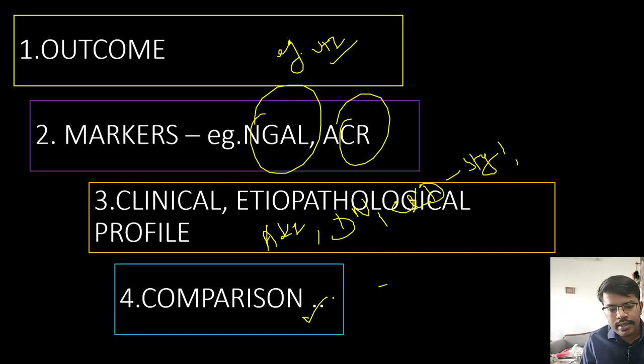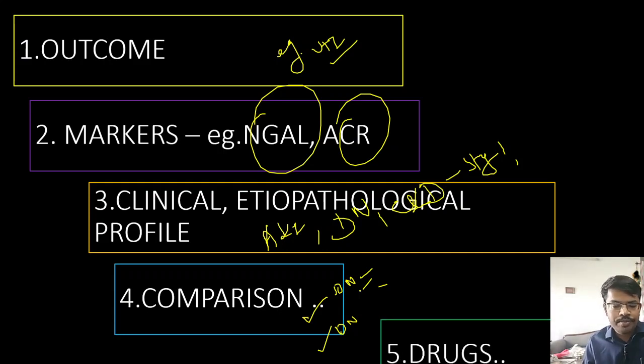Fourth one is the comparison trial. For example, you are comparing a patient of diabetic nephropathy and a patient who is not a case of diabetic nephropathy with the diabetes, and checking their outcome in terms of a particular thing. For example, incidence of UTI, or incidence of progression of urinary microalbumin. This kind of study you can plan.